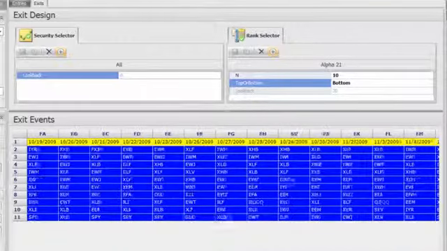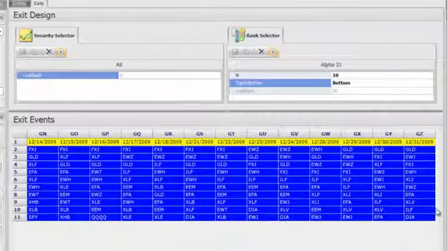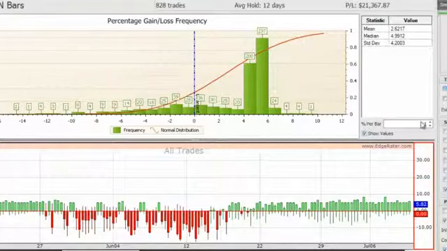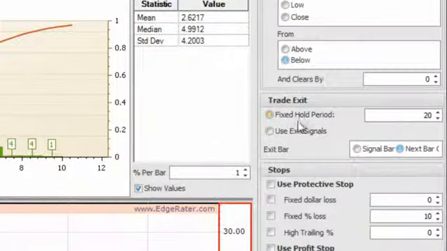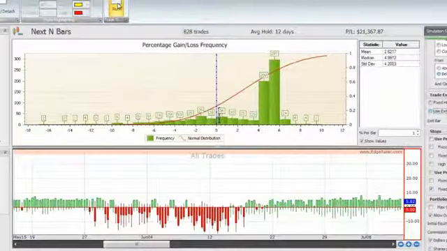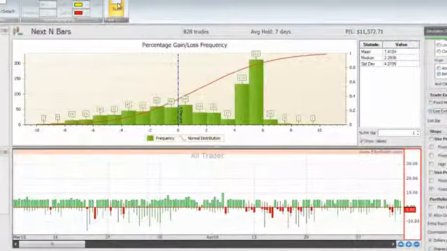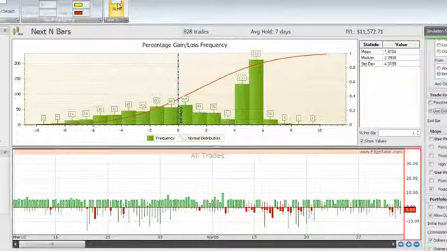Now these become signals for exiting the trade, and so you can go back to the trade simulation and, instead of a fixed hold period, say use these exit events, and then run the simulation again. Now we've got a strategy which is properly getting you in on good relative strength, getting you out on mediocre relative strength.